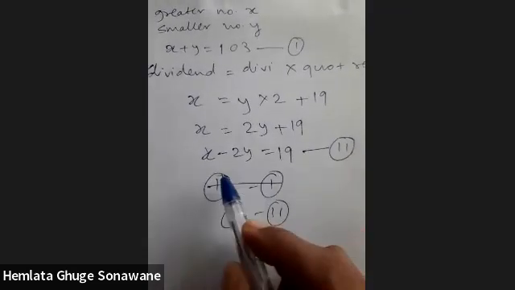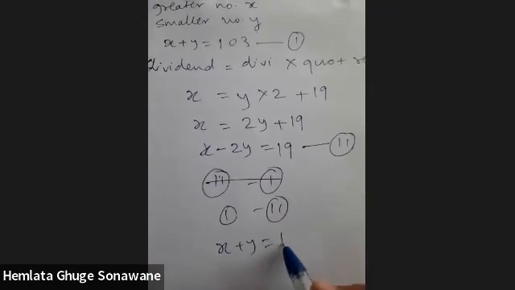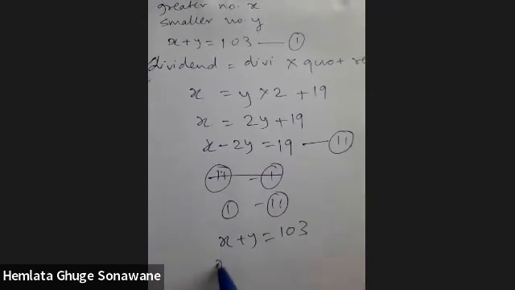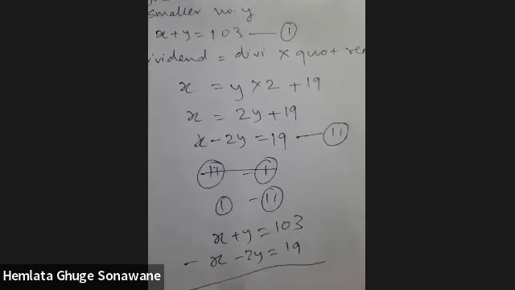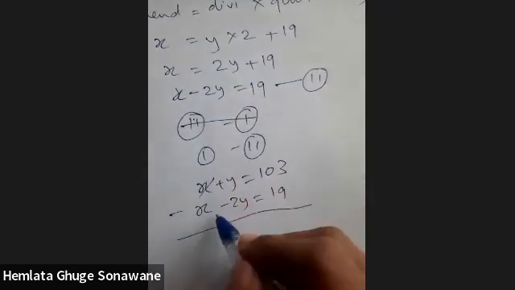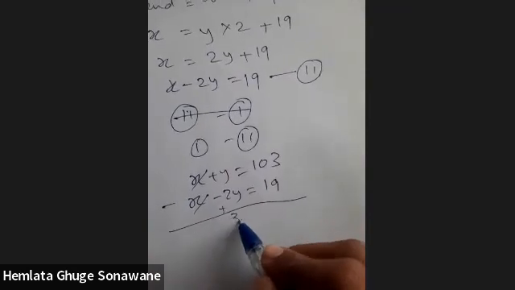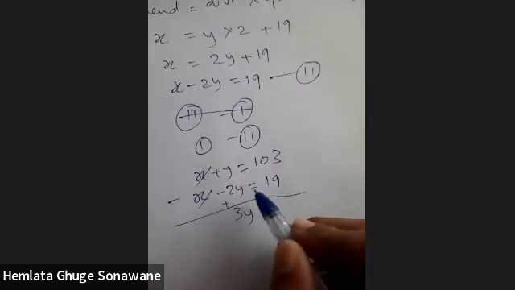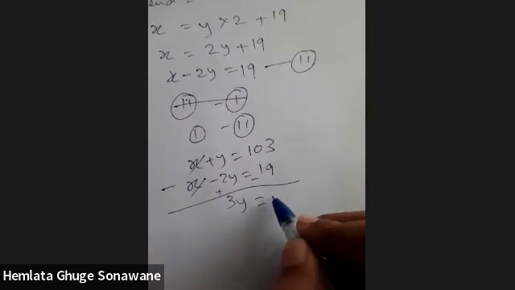It's wrong, written in your textbook. x plus y is equal to 103 and x minus 2y is equal to 19. We are subtracting. Plus y minus y gets cancelled. We add here, y plus 2y, 3y, and 103 minus 19 becomes 84.